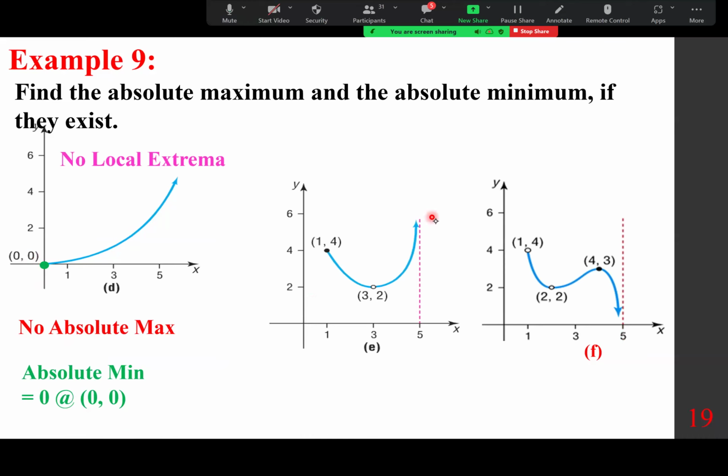This one, we don't have local extreme. This could have been a local min, even an absolute min, but there is a hole. It doesn't have an absolute max either because it doesn't stop going up, because this goes up indefinitely. We don't have a point. This one, if there was no hole, this would be an absolute max, but there is a hole. We don't have an absolute max. This goes down indefinitely. We don't have an absolute min either. So no absolute max or min.